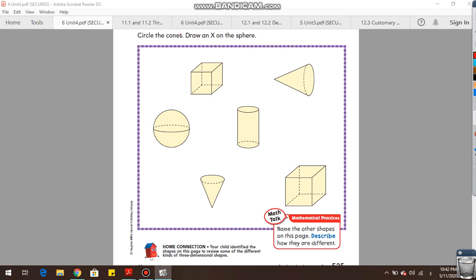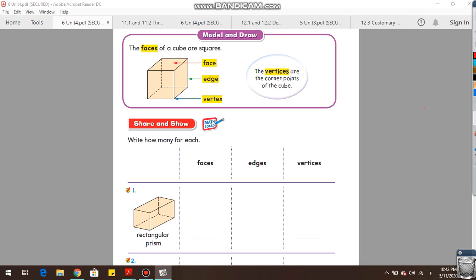Okay, circle the cone. Where is the cone? Yes, I have it here. Cone. Think about an ice cream cone or birthday hats. Draw X on sphere. Sphere means ball. So here it is. Okay guys, we'll move on to the next page and it's our last page for today. He's talking more about 3D shapes.